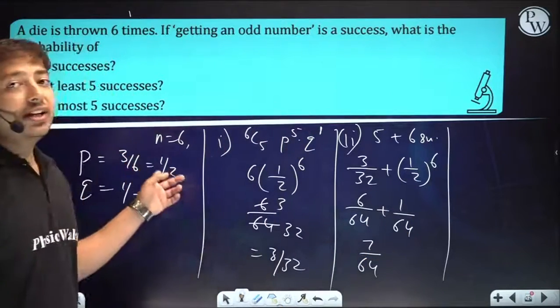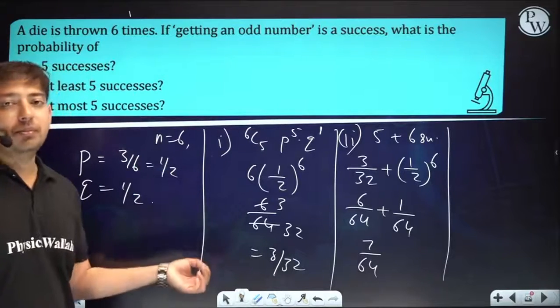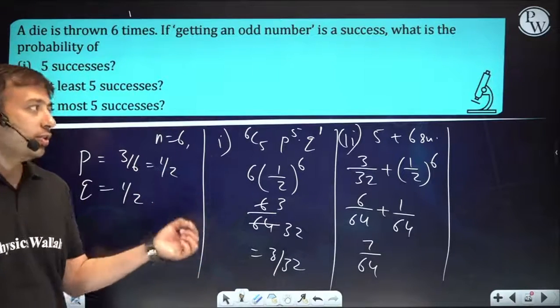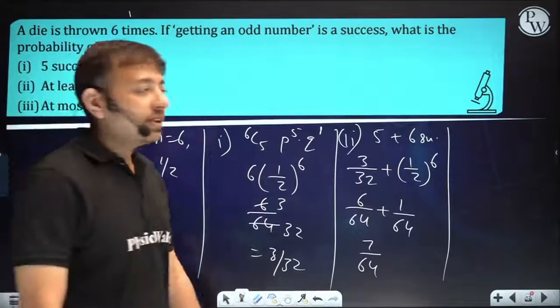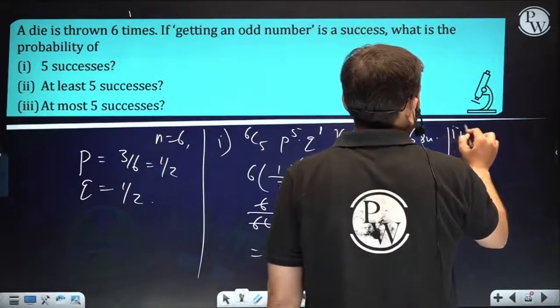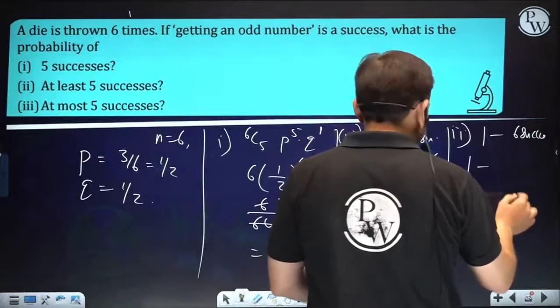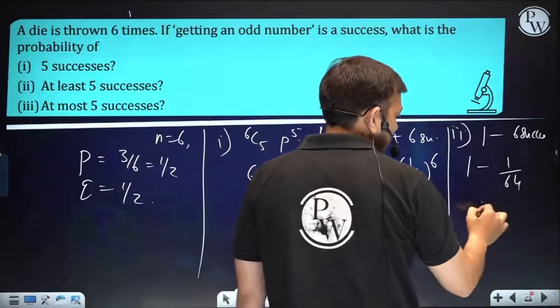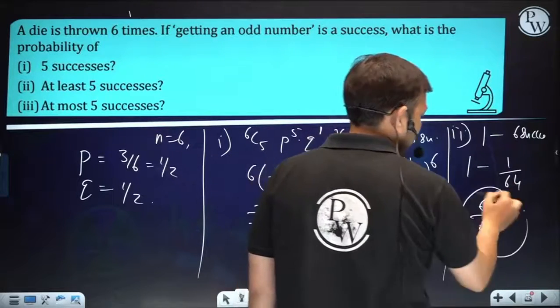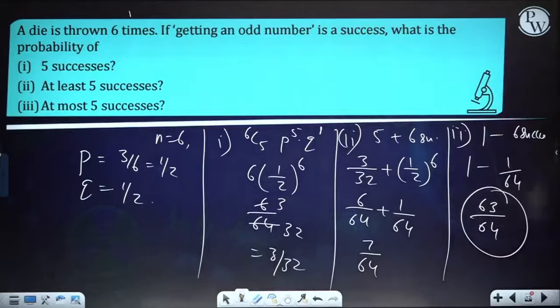Then the last is at most 5 successes, means maximum. So that will become 0 plus 1 plus 2 plus 3 plus 4 plus 5. So instead of that, what you will do is 1 minus 6 successes. So 1 minus 1 by 64. So it will become 63 by 64, like this. When the same event is repeating many number of times, this is the way to solve it. So this is an example of binomial trial. Okay.